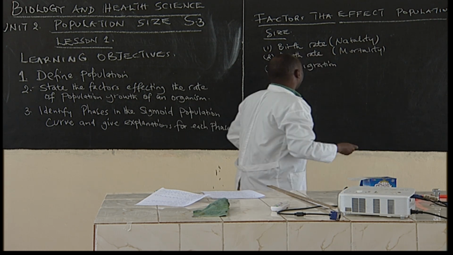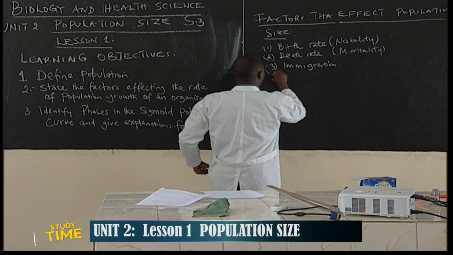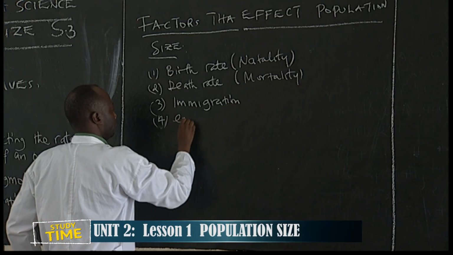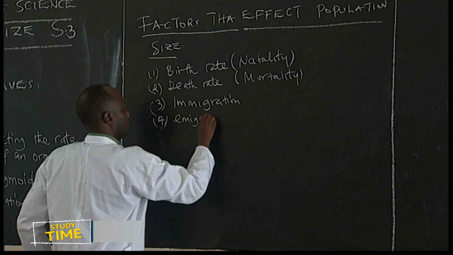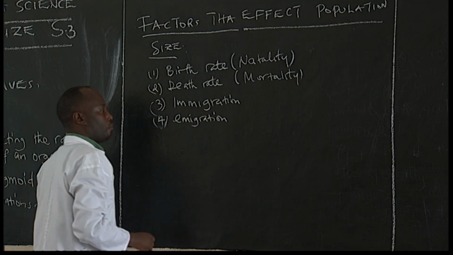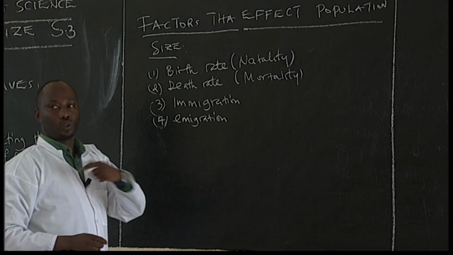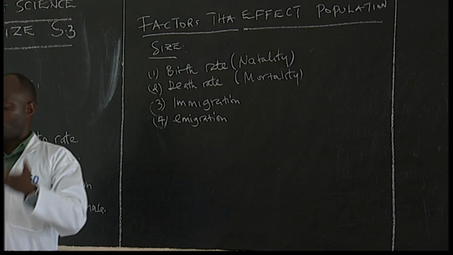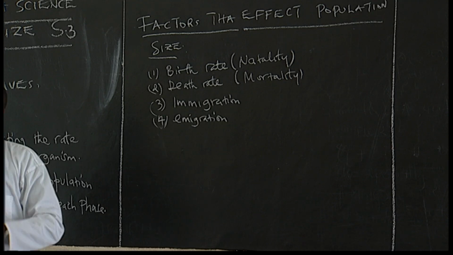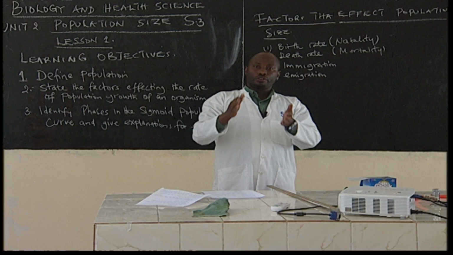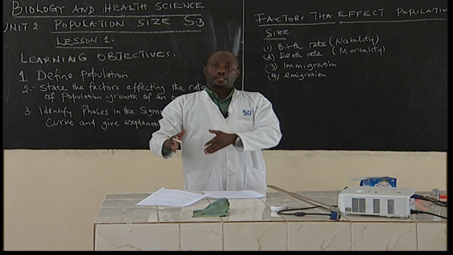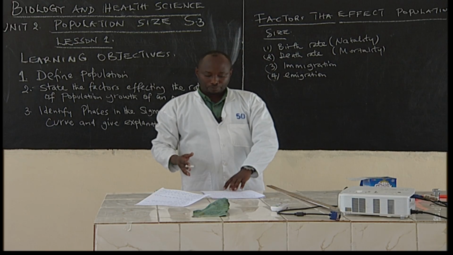Number four, we can talk about emigration. What is emigration? The number of individuals that are moving out of a specific area, or you can say the number of individuals that are moving out of the population. That can also affect population size.